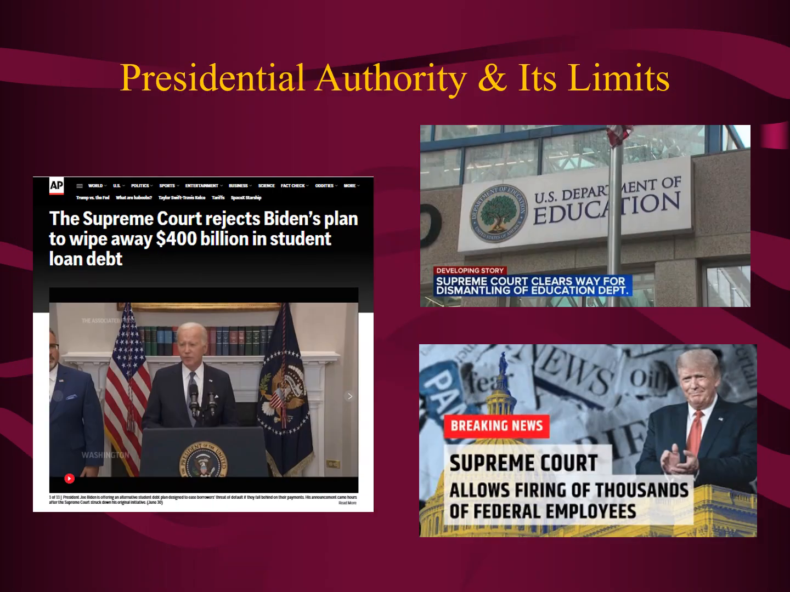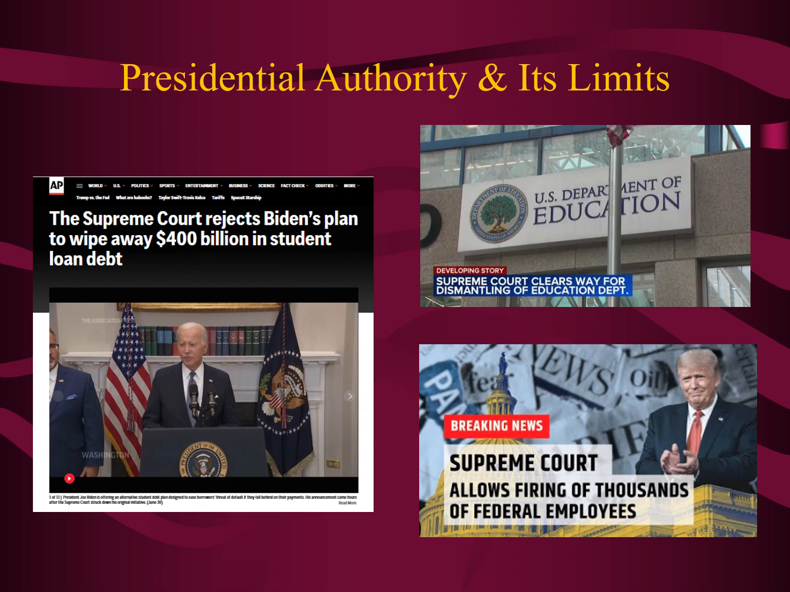There are some additional examples of this conflict between the executive branch and the judiciary. Just about every president tries to expand presidential authority. The Biden administration tried to do this. An example of this would be the Biden administration's idea to try to wipe away student loan debt. The Supreme Court said, no, you can't do it.